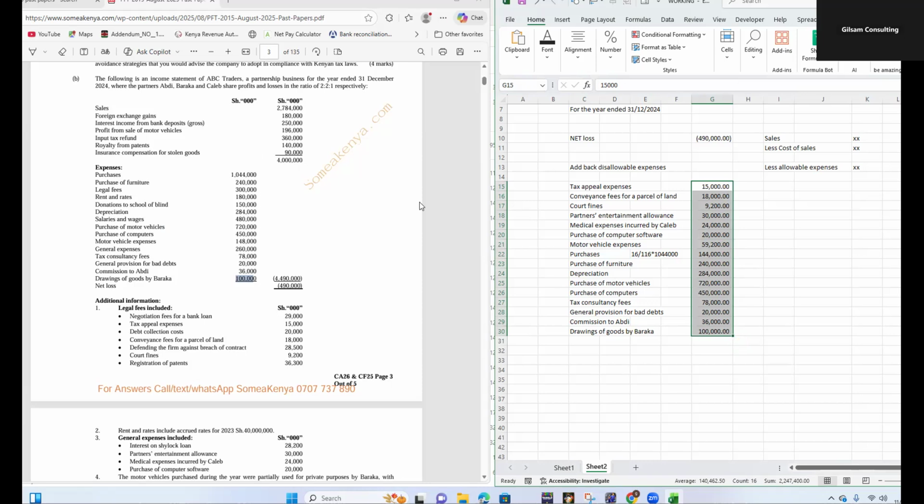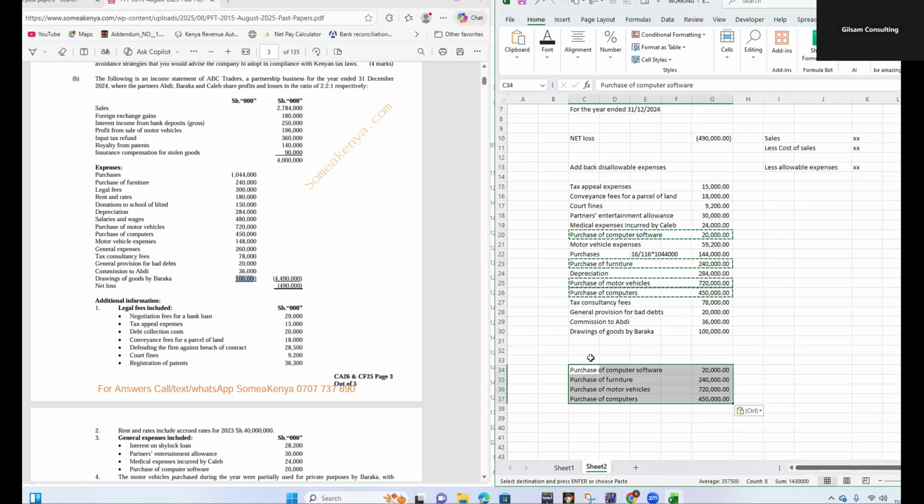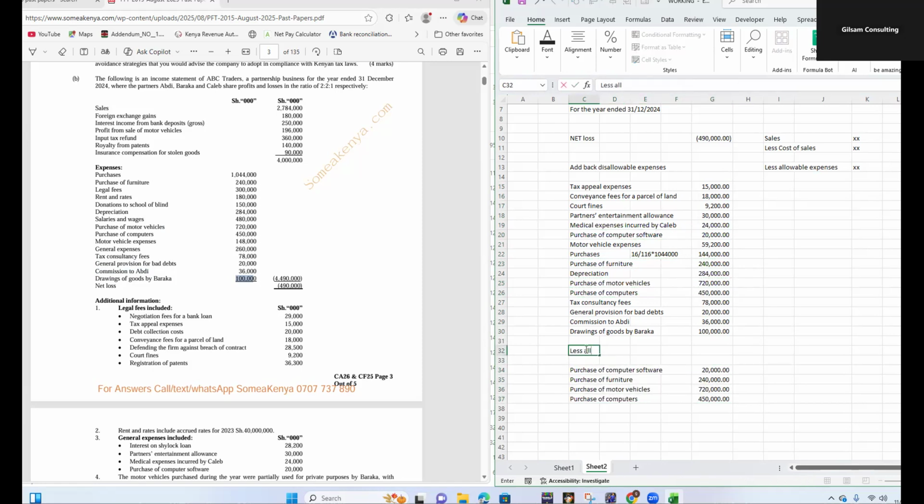Now with this, we have some which you can't claim as expenses, for example purchase of motor vehicle, furniture, and computer. There was also a purchase of computer software. So all these are disallowed as expenses. Now, for these we claim what is called capital allowance.